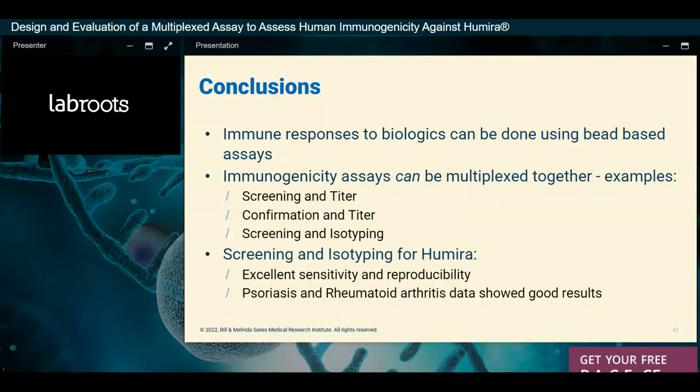And then with the screening and isotyping assay, we found that the assay that we developed had excellent sensitivity and reproducibility, and that we found good results in both psoriasis and rheumatoid arthritis data. So we had some false positives in there, and we were able to distinguish those from true positives. And with those true positives, we were able to tell you what kind of isotype response was being done there.